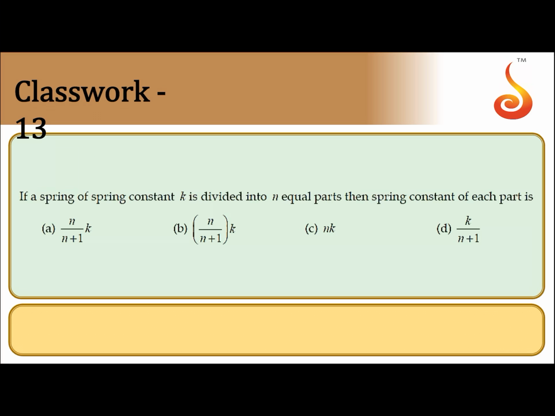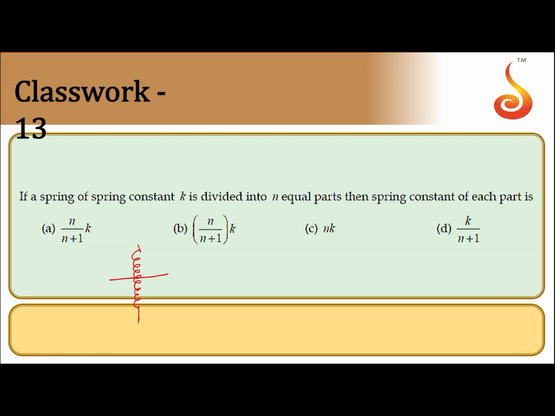Yes, we shall move on to the next one. If a spring of spring constant k is divided into n equal parts, then the spring constant of each part is. So when a spring is cut into 2 equal parts, each part will become 2k. So this is a direct question. If I divide a spring into 2 equal parts, the original spring constant is k.